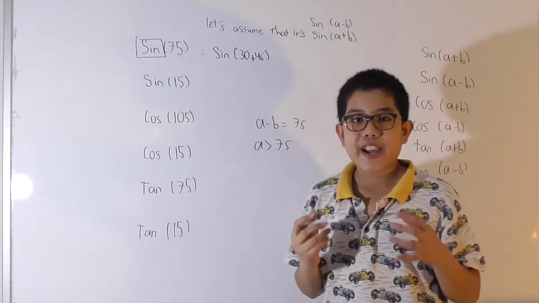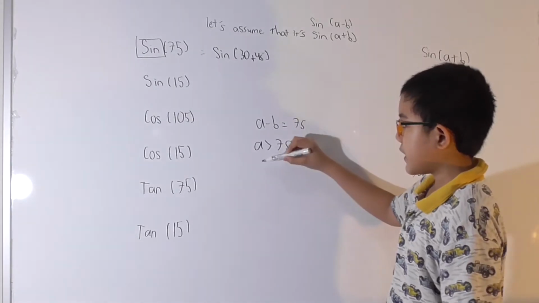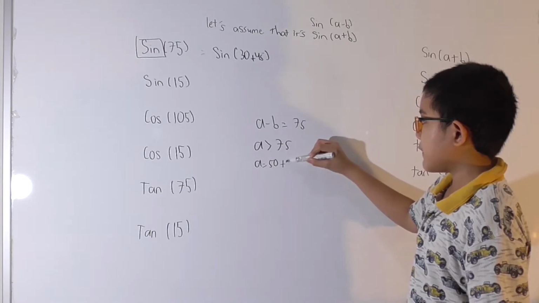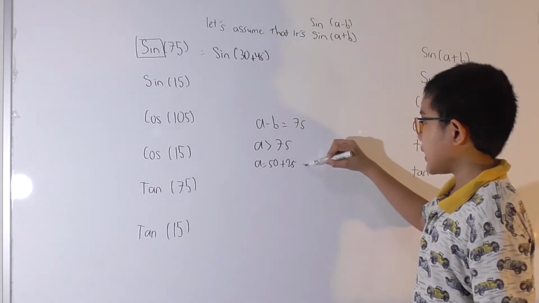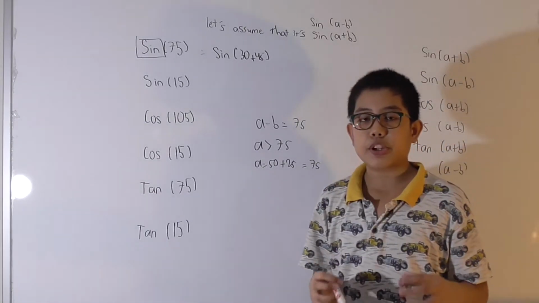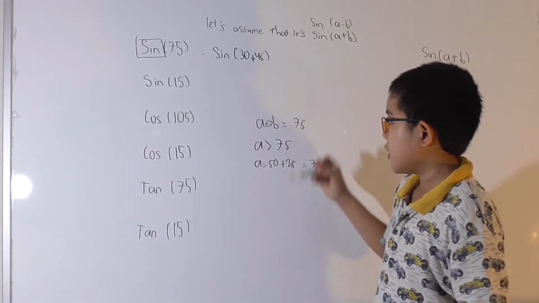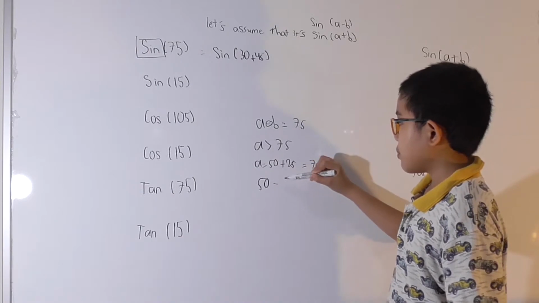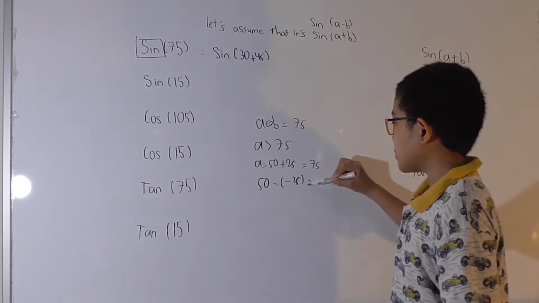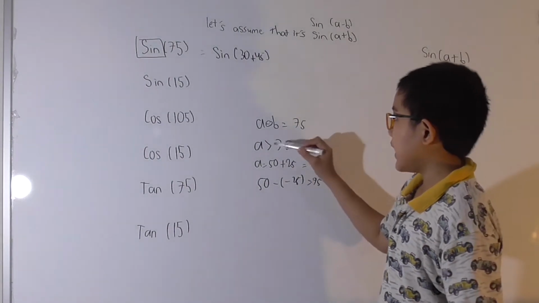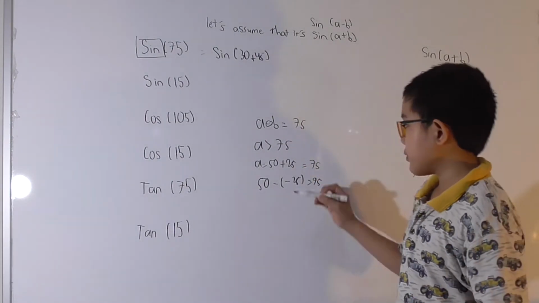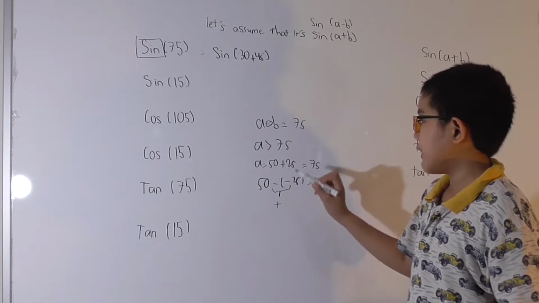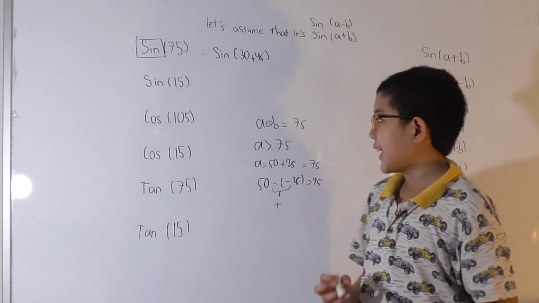Why? Because if A is smaller than 75, let's say A is 50, then B must be positive 25, because then you will get 75. However, that is not the case because we're trying to find sine of A minus B, not plus. What if we put minus but then add negative 25? That will equal 75 and we will be using A minus B. However, because minus combined with minus is positive, this is the same thing as 50 plus 25. So A must be larger than 75.